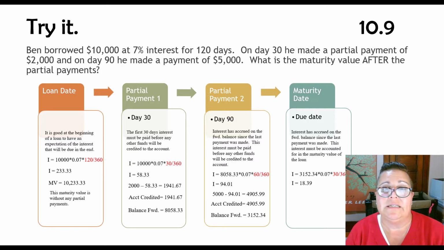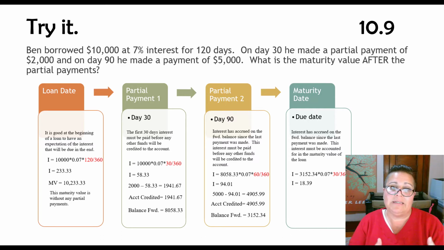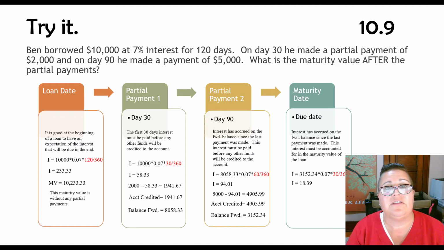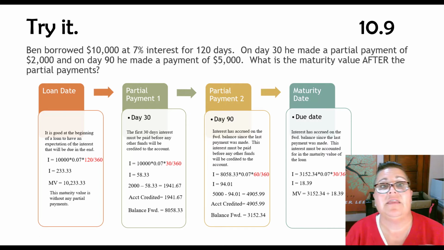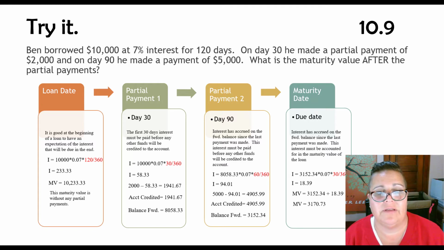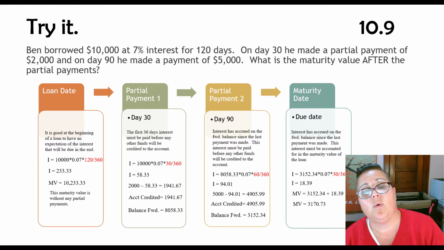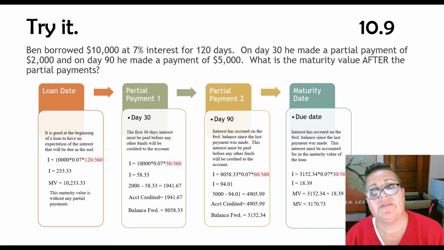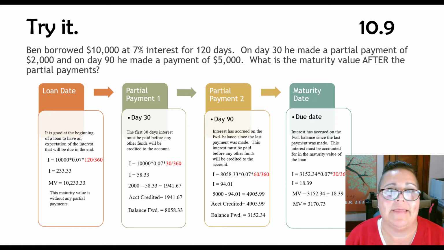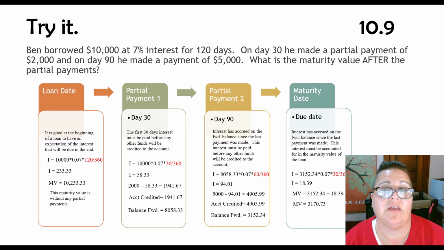Now, this interest is going to be applied to the final payment. We owe a balance of $3,152.34, so we're going to add $18.39, giving us the edited maturity value of $3,170.73. And that's going to be the maturity value after the partial payments, $3,170.73.